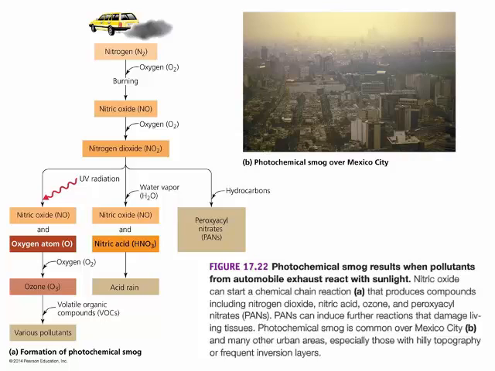Photochemical smog can also be exacerbated by thermal inversion, which is why Mexico City, a city that is both in a warm climate and in a valley between mountains, suffers from photochemical smog.